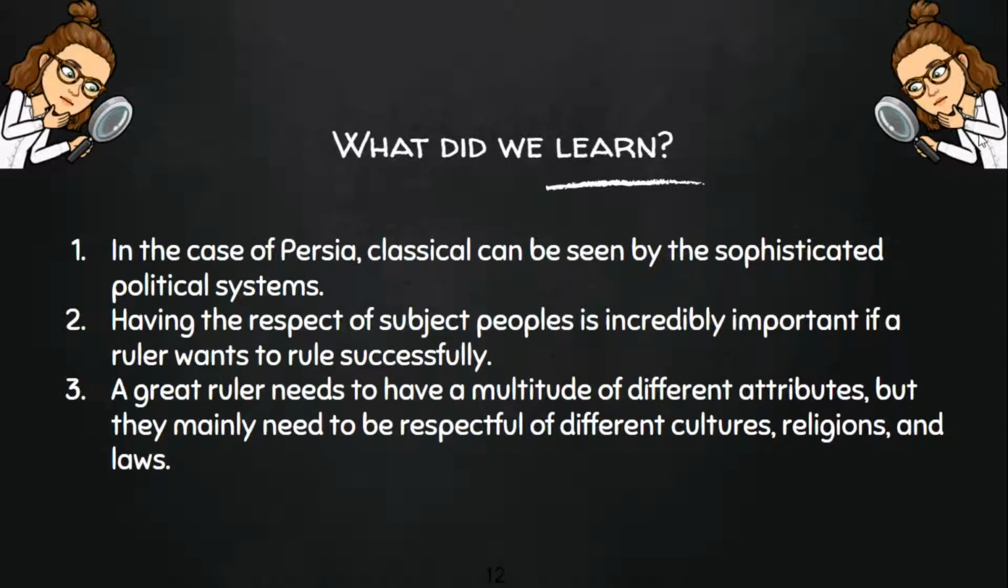So what did we learn? In the case of Persia, classical can be seen by the sophisticated political systems. Having the respect of subject peoples is incredibly important if a ruler wants to rule successfully. And then lastly, a great ruler needs to have a multitude of different attributes, but they mainly need to be respectful of different cultures, religions, and laws. That was some pretty inspirational stuff, right?